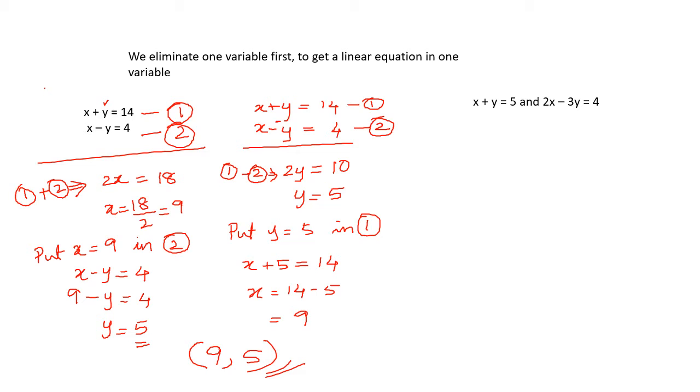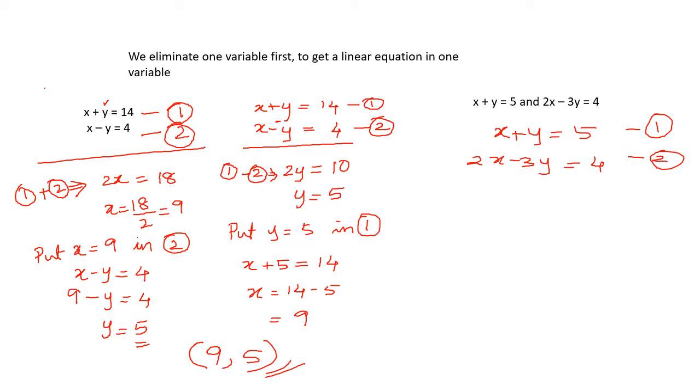Now let us move on to the second one. x plus y equal to 5 and 2x minus 3y equal to 4. Let us see the same thing. Now what happens, children, if I put this as 1 and this as 2, and I add or subtract, will anything go away? No, x and 2x, nothing will happen. y and 3y, nothing will happen. So what do we do in this case?